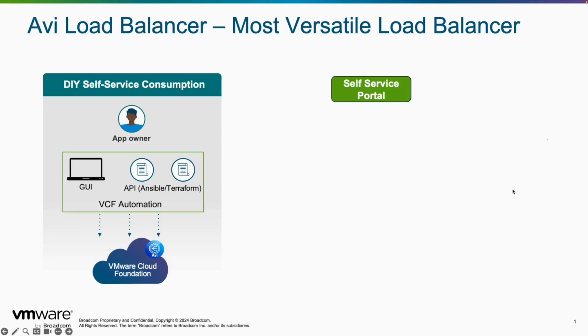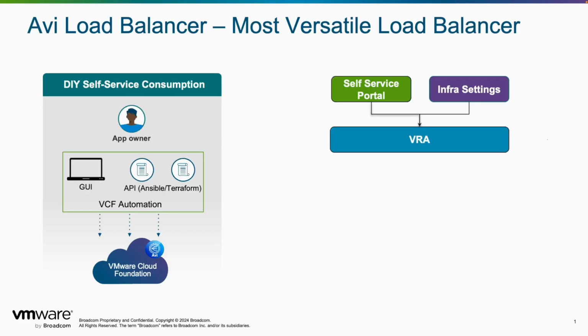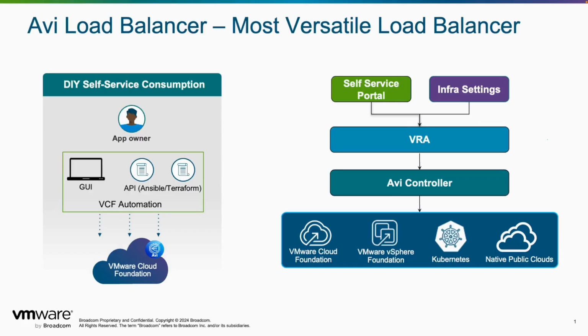First, you have a self-service portal which provides settings associated with the application. You have infra settings which provide information related to the infrastructure, like which NSX tier 1 I want to use or which service engine group I want to target. This feeds vRA, and vRA will then communicate with the AVI controller. The AVI controller knows your environment and will create your service engine or load balancer if needed. Let's review this in action.